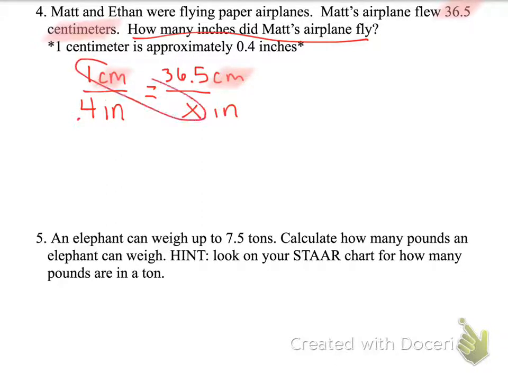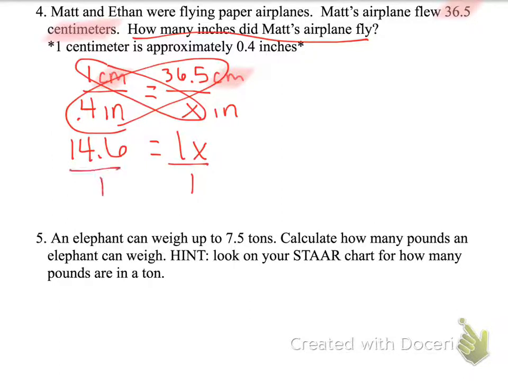So when we solve this, we have 1x equals 0.4 times 36.5 equals 14.6. Divide by 1, divide by 1. The number of inches is 14.6 inches.